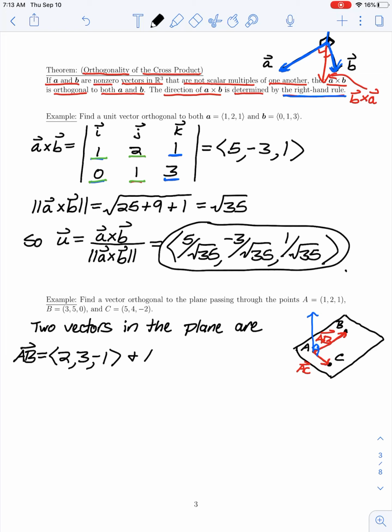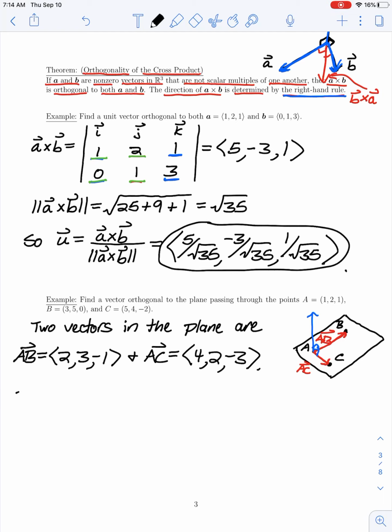And the vector AC would be 5 minus 1, which is 4. 4 minus 2 is 2. And negative 2 minus 1 is negative 3.